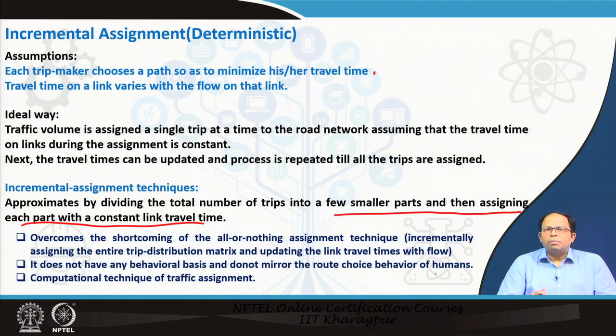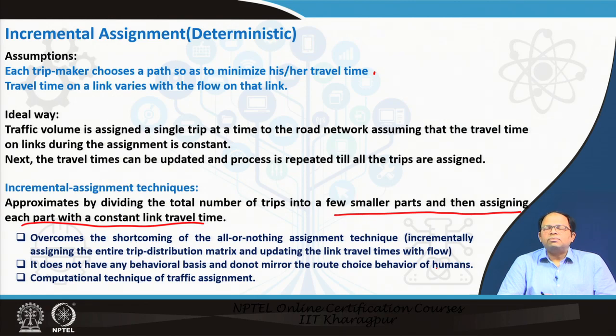So we are able to update the link travel times after certain intervals. It does not have any behavioral basis and does not mirror the route choice behavior of humans. True. That means it doesn't incorporate, again it's a deterministic method. We are assigning a particular traffic volume entirely into a particular shortest path. So there is no route choice option.